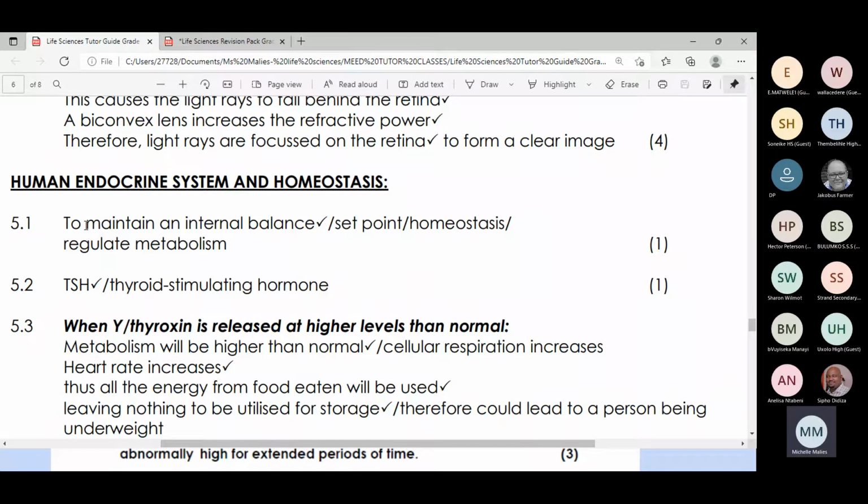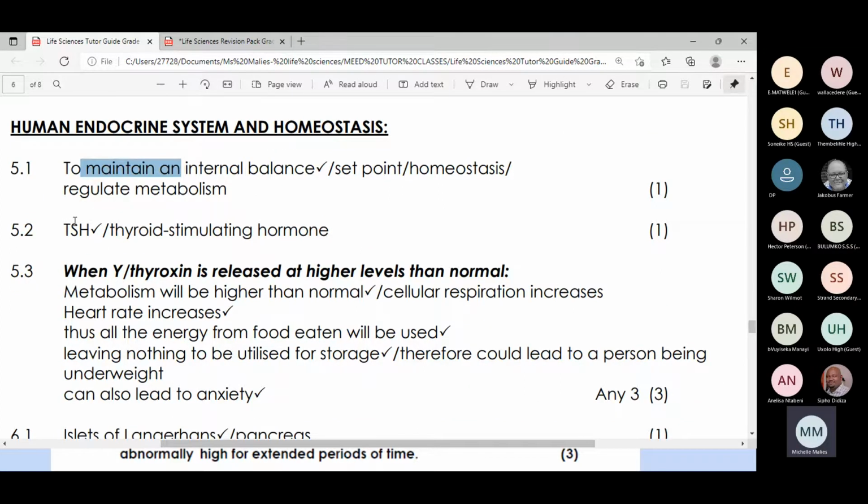There is a tick for that. If you wrote it maintains internal balance, you will get it correct. It sets a point or regulates homeostasis, or it regulates your metabolism. Now, grade 12s, it's 1 mark, and the key there is maintain. The key, maintain homeostasis, maintain an internal balance. Then 5.2.